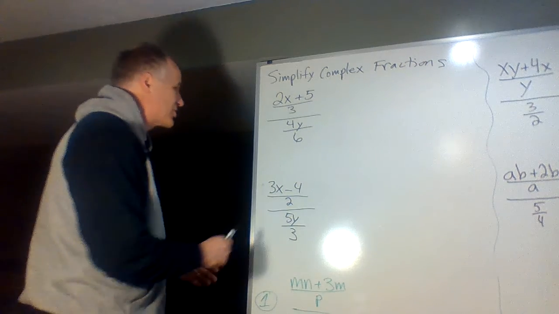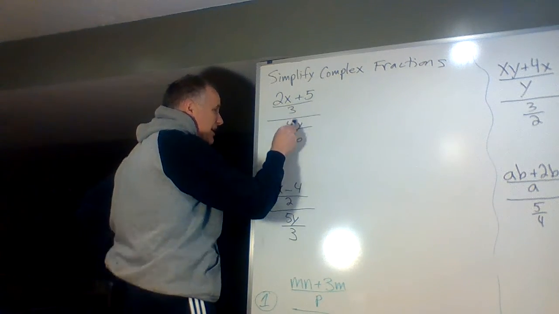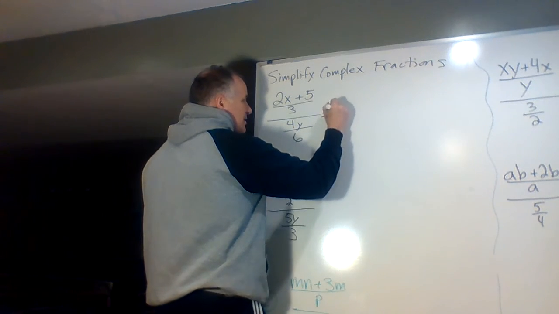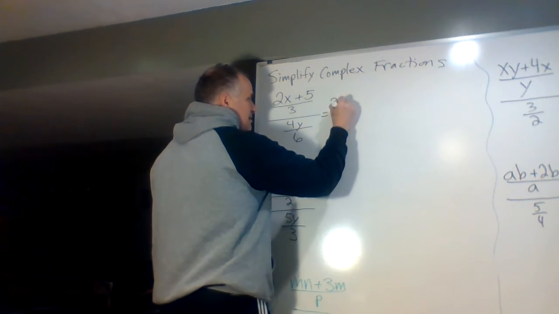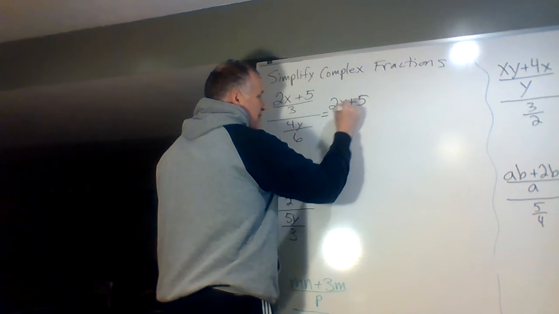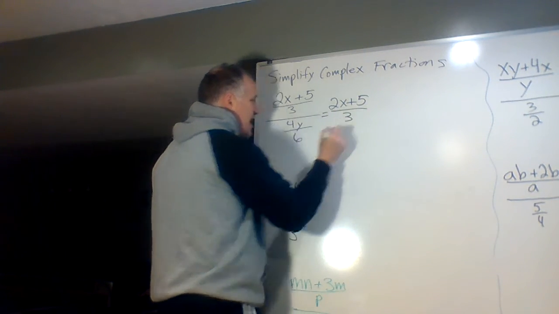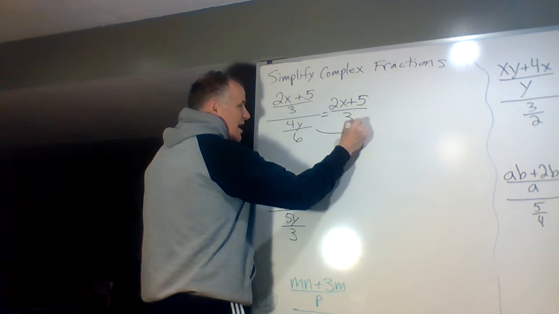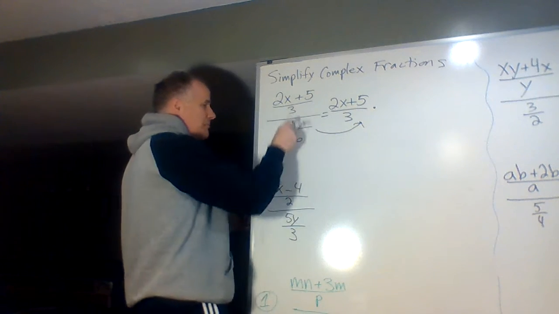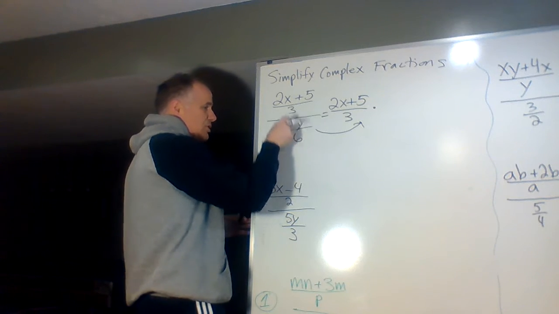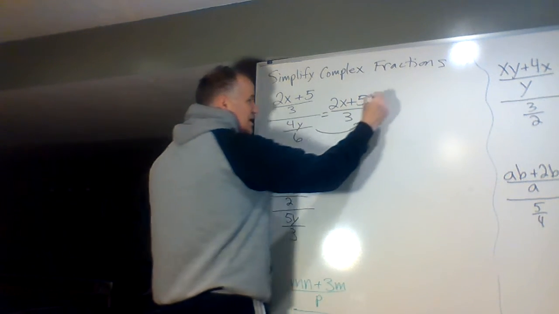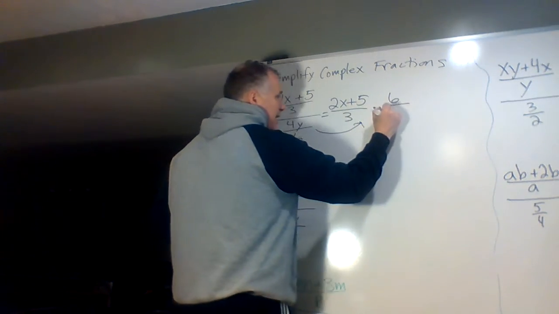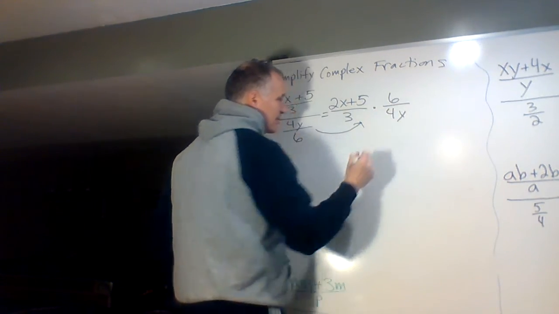Now, remember from yesterday, with a fraction divided by a fraction, the top stays the same. So the 2x plus 5 over 3, the top fraction, doesn't change. The bottom one, remember, we're going to multiply by the reciprocal. We're going to flip this over. So the 6 goes in the numerator and the 4y in the denominator.